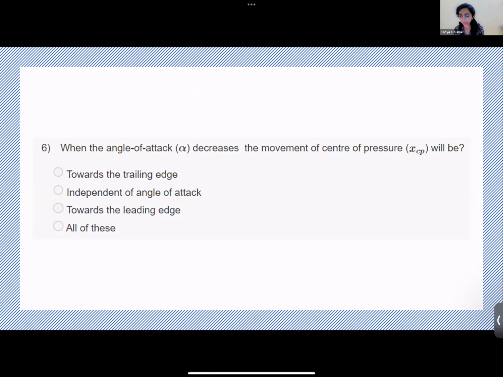You said D, right? Deep Tanu, I hope I'm pronouncing your name right. Can you try to explain why you said it's all of these? How can it be all of these? How can it move towards the trailing edge, leading edge, and be independent of angle of attack? Can you try explaining your answer? Or does anybody else have a different answer and try to explain it?